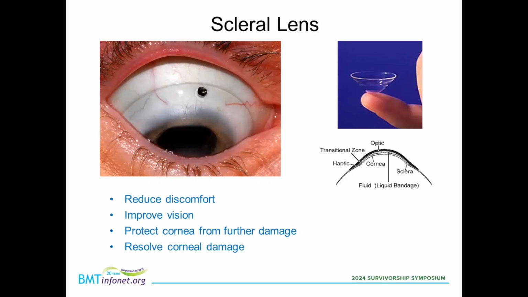Scleral contact lenses, many of you have heard about this. They can be a real savior and game changer for patients. They both improve vision and trap a layer of fluid underneath the contact lens, between the contact lens and the cornea. You can see this on the bottom right here. They reduce discomfort, improve vision. The cornea is protected from further damage. You can resolve corneal damage, but it takes a lot of work to learn how to put one of these in. They're not cheap. And so you've got a couple of hurdles here, the cost and the learning curve.